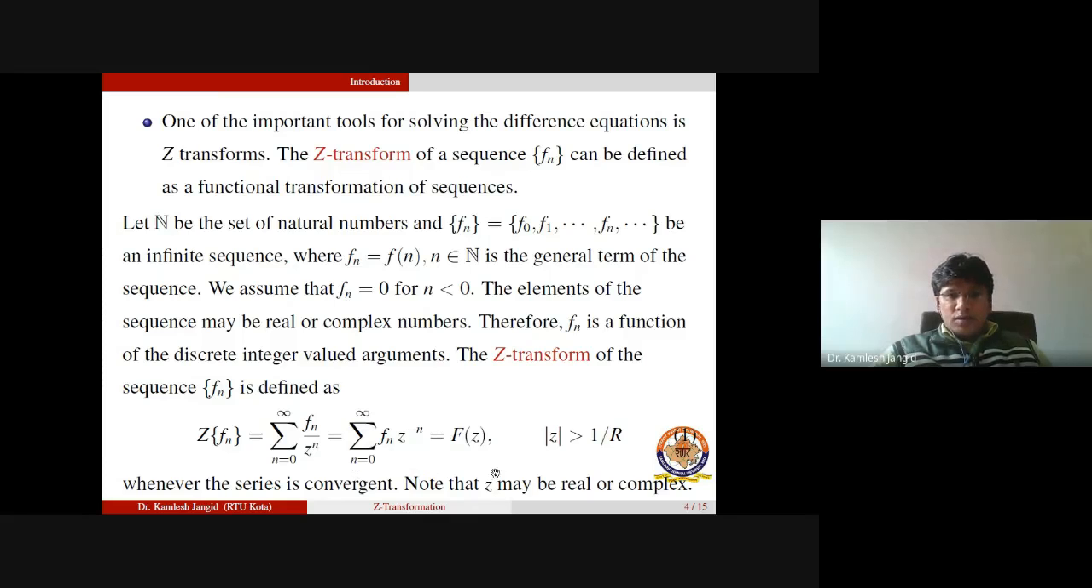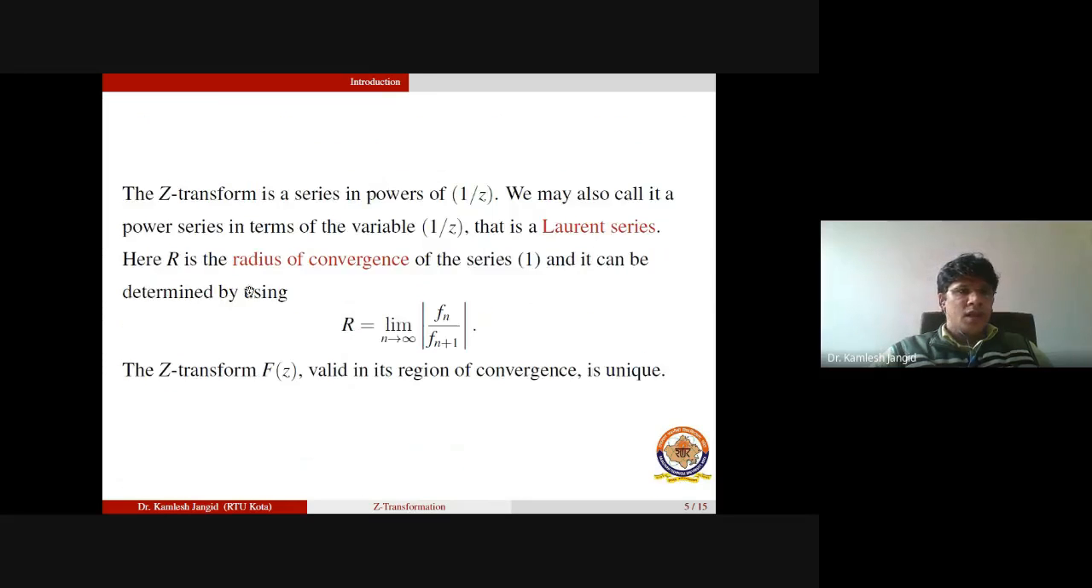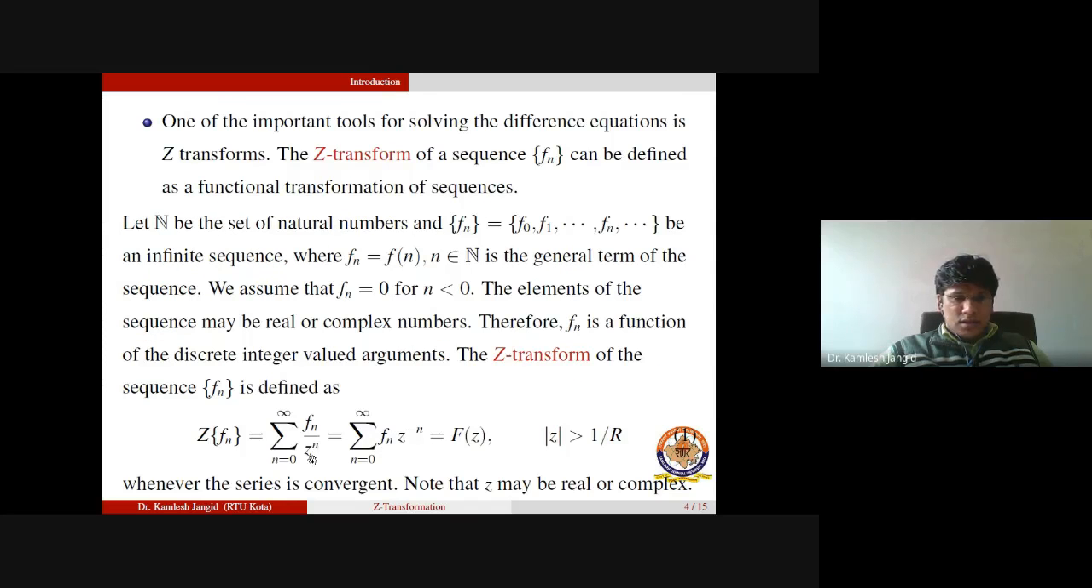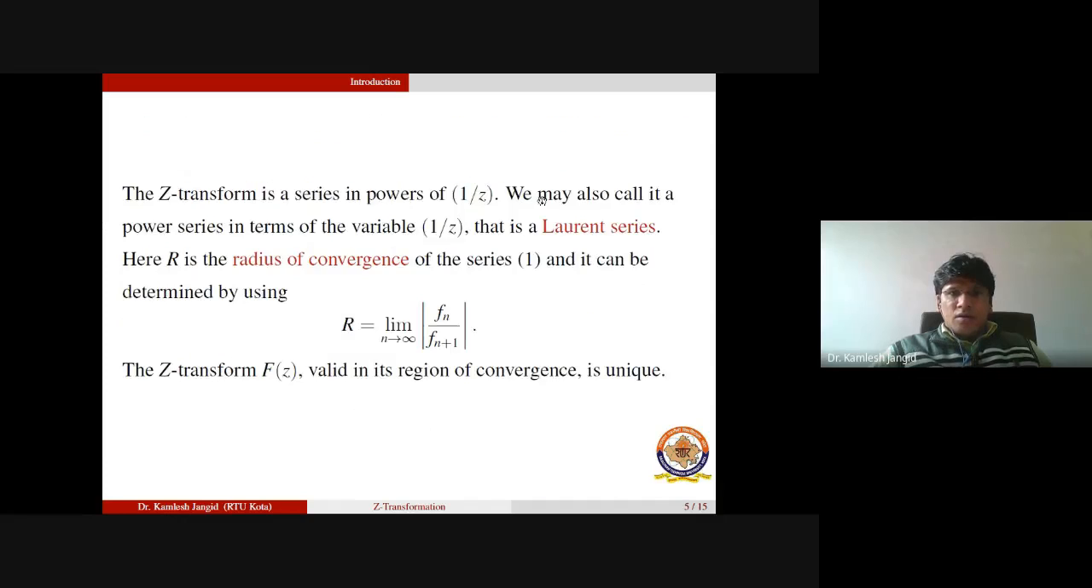Right now here we know that z may be any real number or complex number. So this is our standard definition. We have to remember this one. Now the Z transformation is a series in powers of 1 upon z. You can see from here, this is a series in powers of 1 upon z. We may also call it a power series in terms of the variable 1 upon z, and that is a Laurent series expansion. You will study about this Laurent series in the next semester.